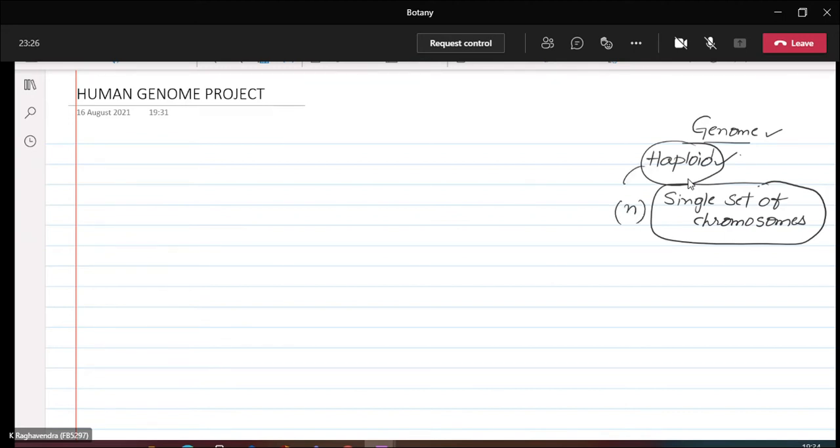Two sets of chromosomes, two genomes, 2N. Three sets of chromosomes, three genomes, 3N. Four sets of chromosomes, four genomes, 4N. Five sets of chromosomes, five genomes, 5N. But he said Human Genome Project. So he is working on a particular genome. Which genome? Whose genome? Human genome.